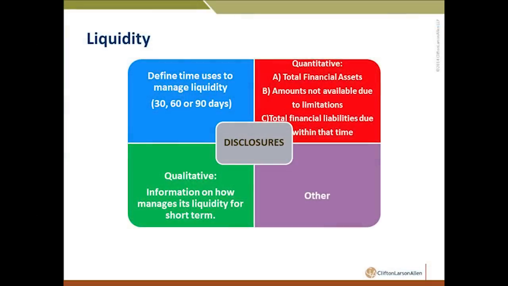Right now, some of these disclosures, especially the board ones, are optional. Some of the other things they're looking for on liquidity, by putting it in the footnotes, is saying that you now need to define the time you use to manage liquidity. So how far out do you manage liquidity for your organization? Is it 30 days, 60 days, 90 days? You need to disclose that fact. You need to have some quantitative disclosures: what are your total financial assets, what is the amount available, what is not available due to limitations, again getting back to the restrictions, and then what total financial liabilities you have due within that time frame. So if you say we manage liquidity on a 90-day basis, you now have to disclose what liabilities you have due within the next 90 days.